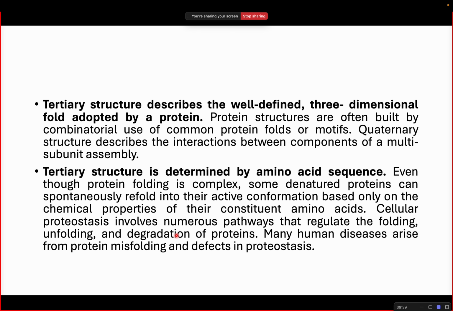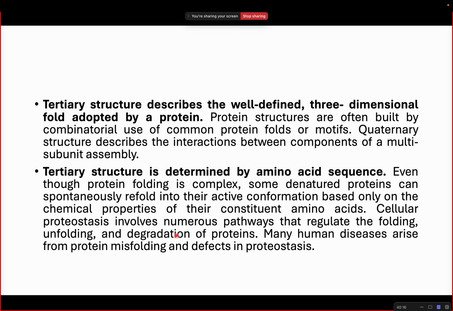Tertiary structure describes the well-defined three-dimensional fold adopted by a protein. Protein structures are often built by combinatorial use of common protein folds or motifs. Quaternary structure describes the interaction between components of a multi-subunit assembly. Tertiary structure is determined by amino acid sequence. Even though protein folding is complex, some denatured proteins can spontaneously refold into their active conformation based only on the chemical properties of the constituent amino acids.